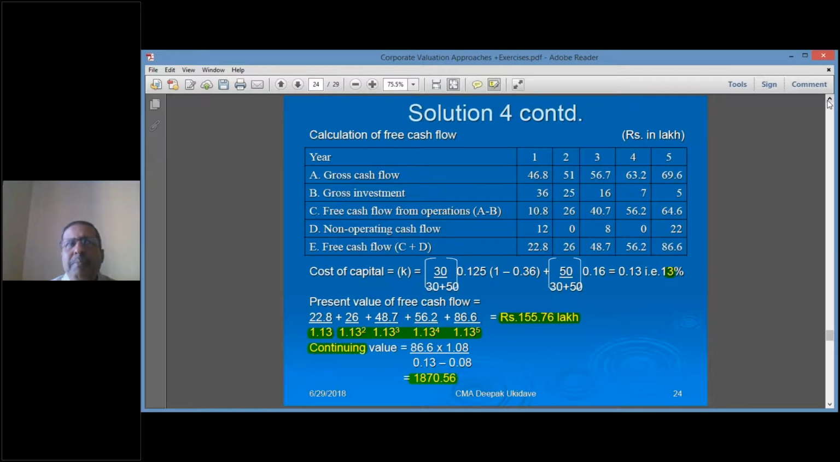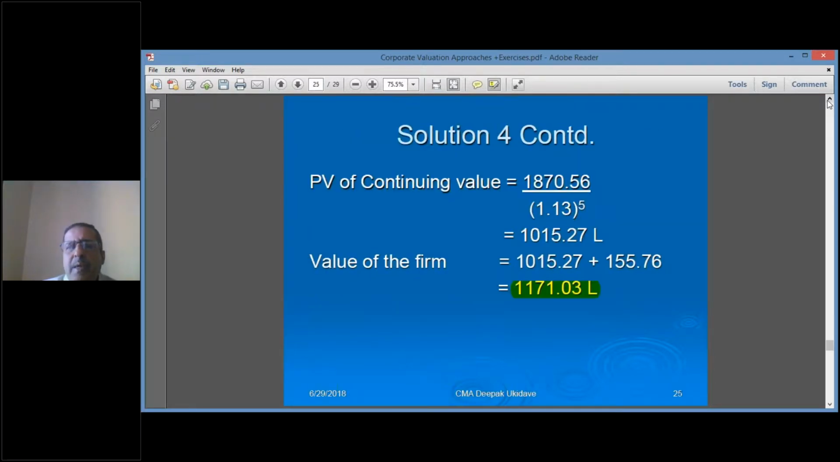value of business firm under FCFF approach is equal to PV of FCFF, present value of free cash flow to firm, plus PV of CV, continuing value, and PV of TV, PV of terminal value, one and the same. Write anything, PV of CV or PV of TV. This is the formula for value of the firm.